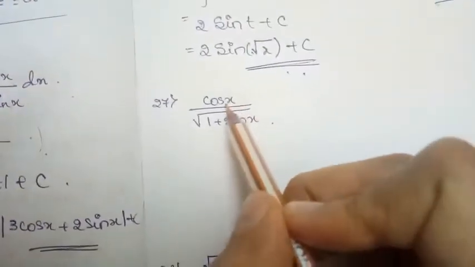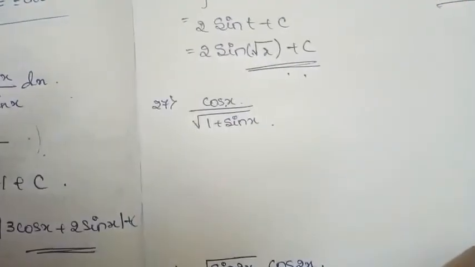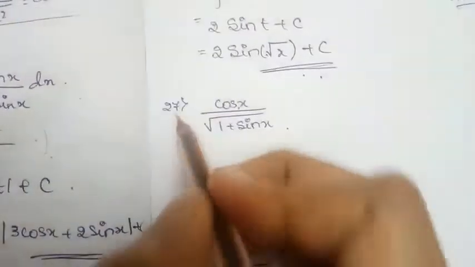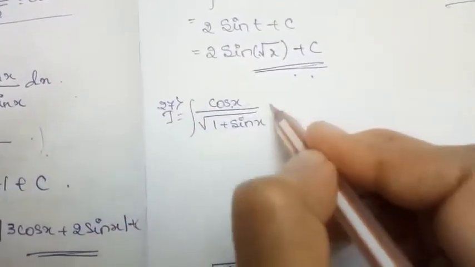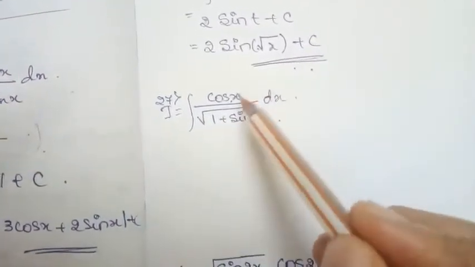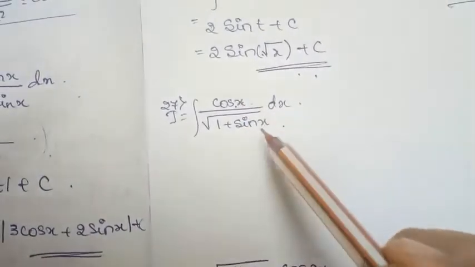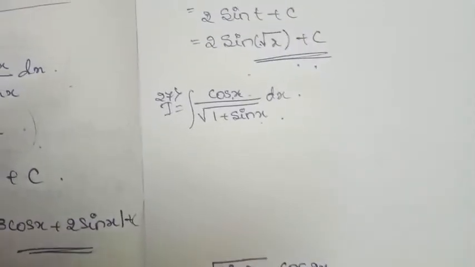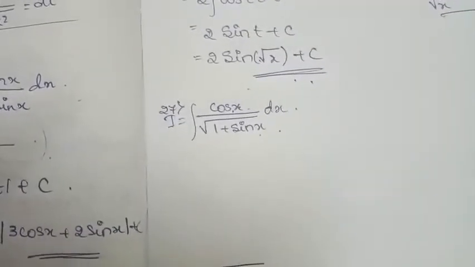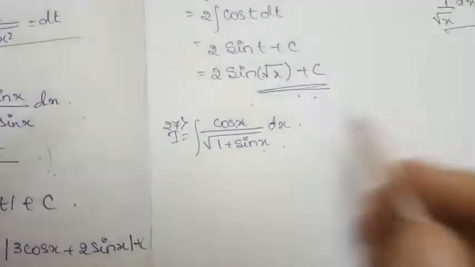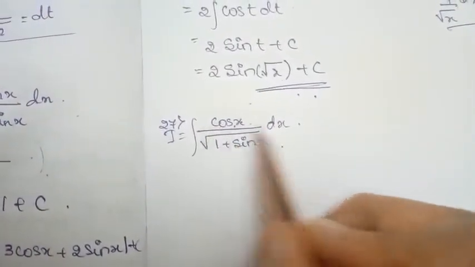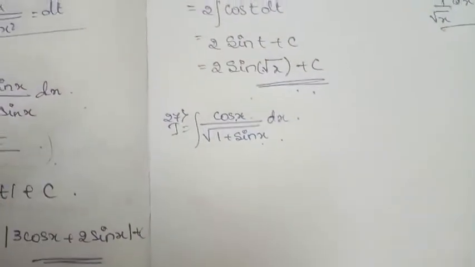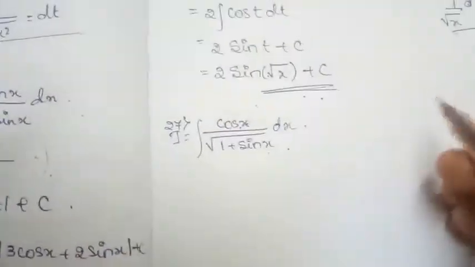The next is cos x divided by square root of 1 plus sin x. Here also we should think before we substitute. As I said, we have the derivative of sin, which is cos, in the question itself, and the derivative of cos, which is sin. But the approach should be thought through. See here, sin is inside the root, and cos is in the numerator. So we should think before substituting.